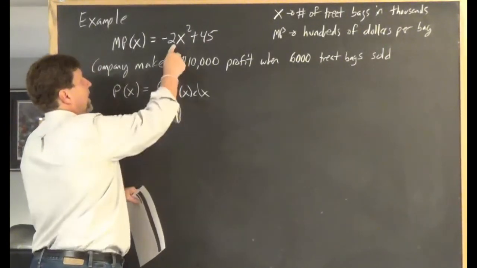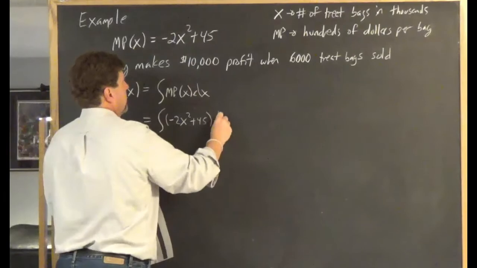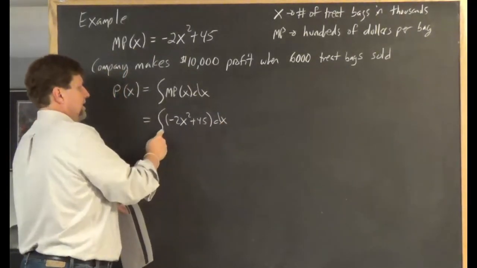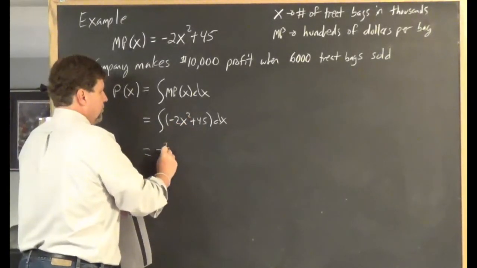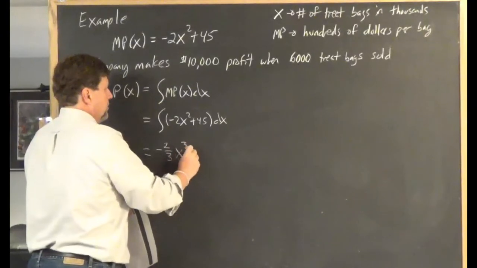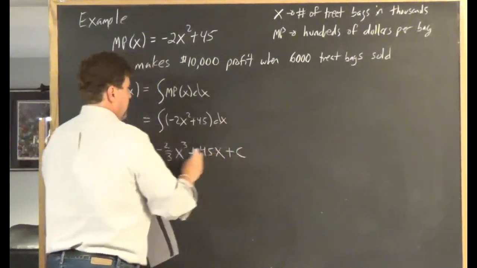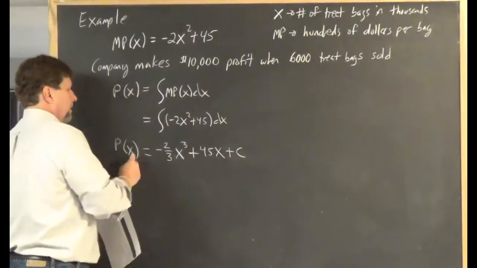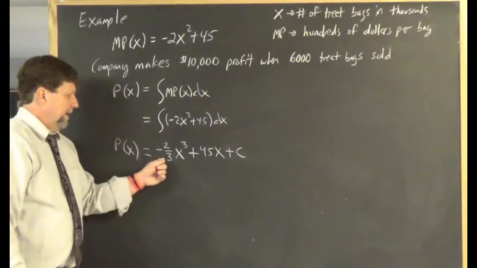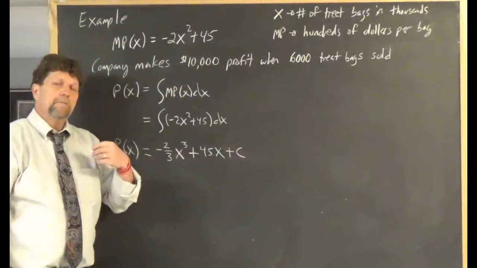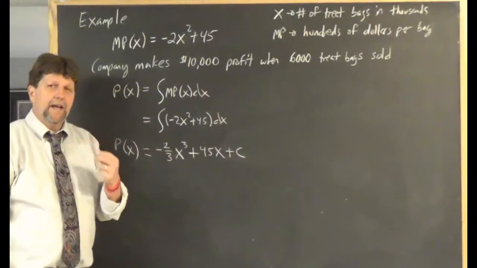So here we have to integrate negative 2x squared plus 45. Let's see, the antiderivative of negative 2x squared should be negative 2/3 x cubed. The antiderivative of 45 is 45x. And remember the plus C. So right now we have the profit function for these treat bags as negative 2/3 x cubed plus 45x plus C. Now we need to determine the C. We need to get that constant.